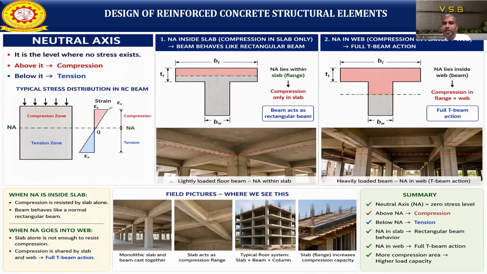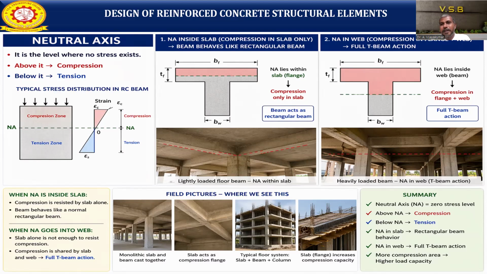The next case is the neutral axis in the web, not in the flange. Now it will be T-beam action. I hope you understand the difference between the two cases, where BF is the width of the flange and TF is the thickness of the flange. Now here, the neutral axis lies in the web of the structure. This action is called full T-beam action. Based on where the neutral axis lies, whether in the flange or the web, we can design our beam structure.